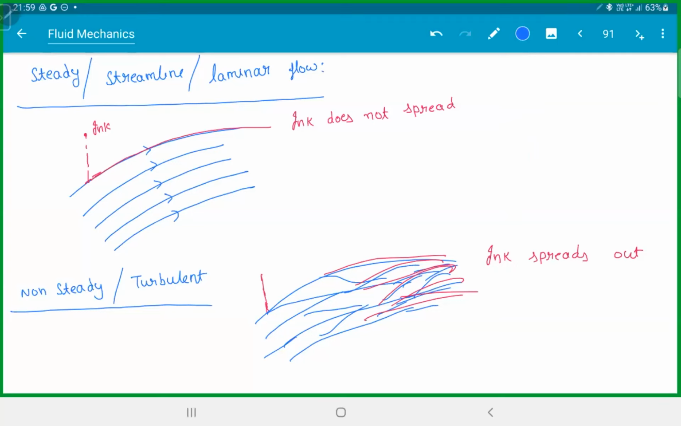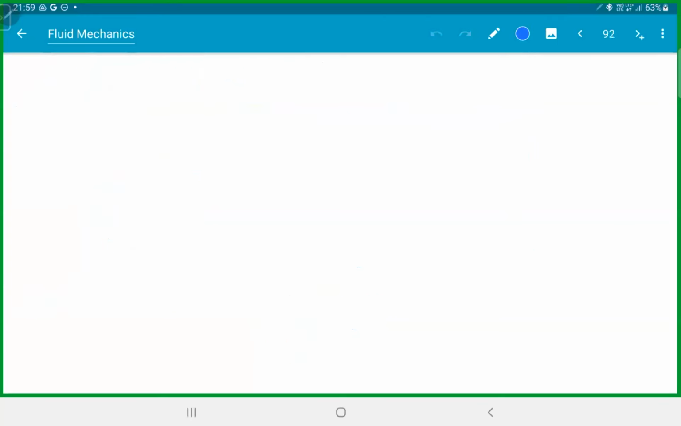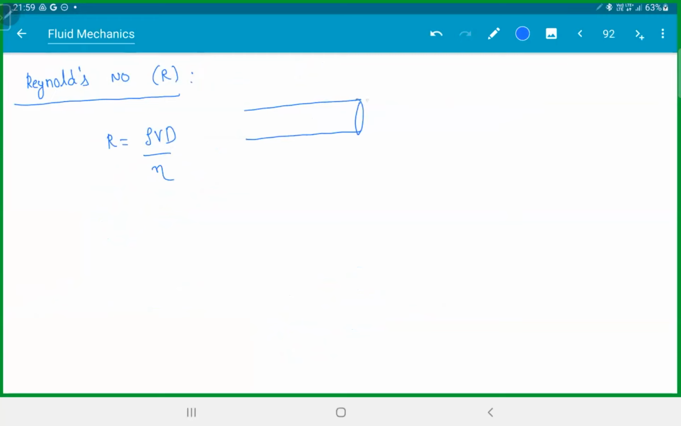Got it? So who decides whether something is streamline or turbulent flow? For that, we have a property called Reynolds number. The symbol is R. This Reynolds number is given by rho V d by eta. So if you have a pipe, d is the diameter. Liquid is flowing, let's say v is the speed. Rho is density, and eta is coefficient of viscosity.